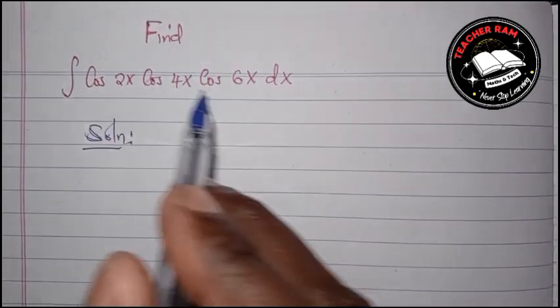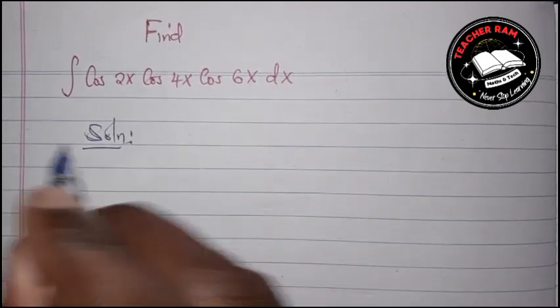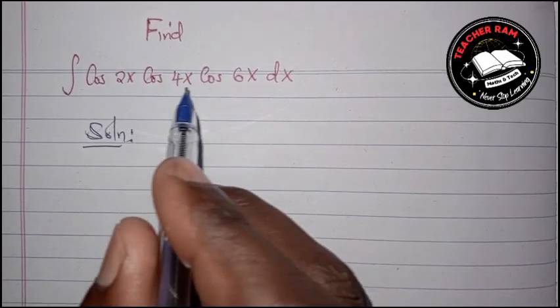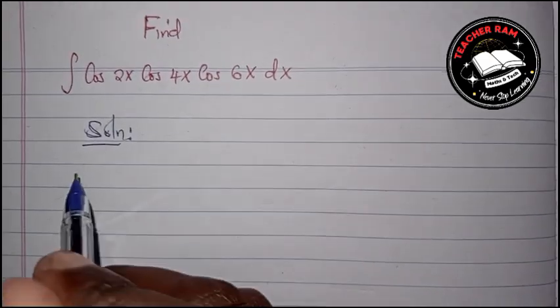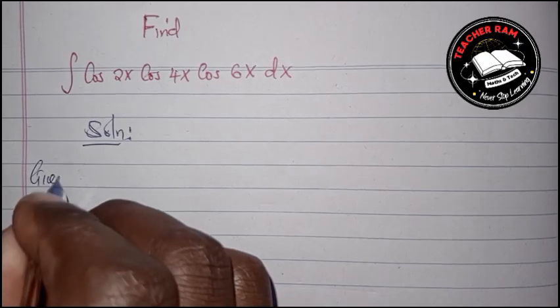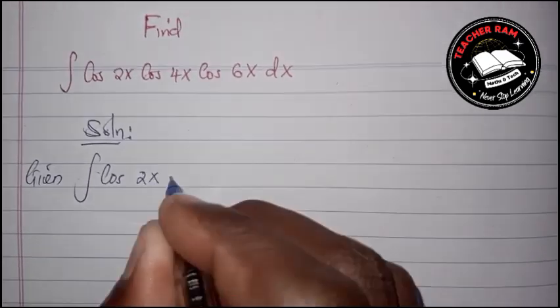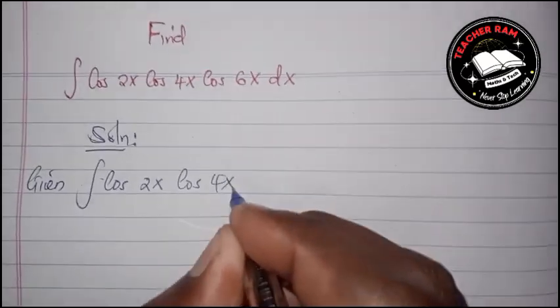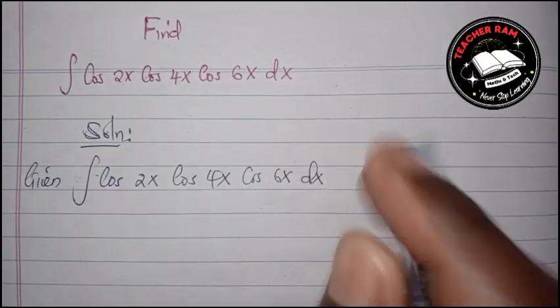Today we have a question which states that find the integral of cosine of 2x multiplied by cosine of 4x multiplied by cosine of 6x. We integrate it with respect to x. In order for us to integrate a question like this, we have to use a principle called the product to sum rule. So given the integral of cosine of 2x multiplied by cosine of 4x multiplied by cosine of 6x with respect to x.